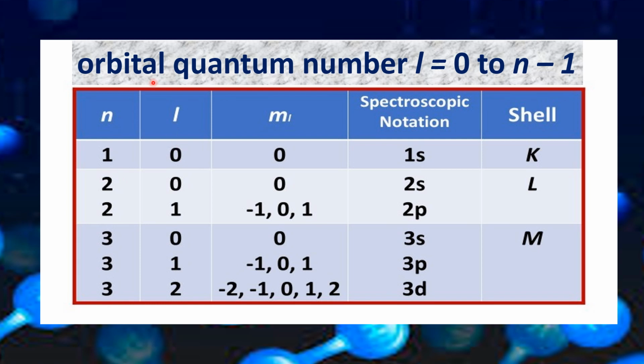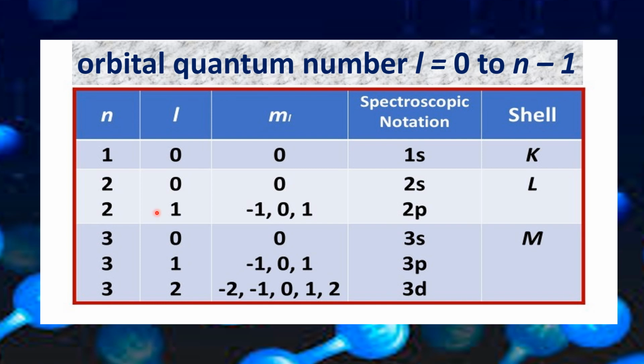The energy sublevel, which is also called the orbital quantum number, denoted by small letter l, can be determined by using this formula. L ranges from 0 to n minus 1. For example, if n equals 1, that gives us the value for l. N equals 1 means l could only be 0.